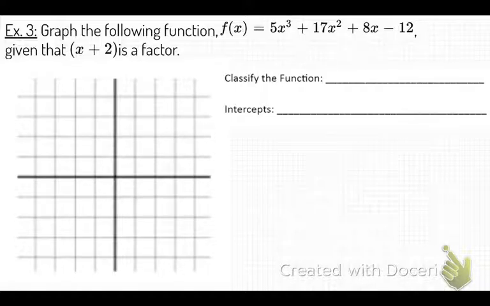Okay, so you can use long division if you want. No, I don't want to either. So I'm going to use synthetic. What number goes inside our box then? Negative 2. It's a cubic.